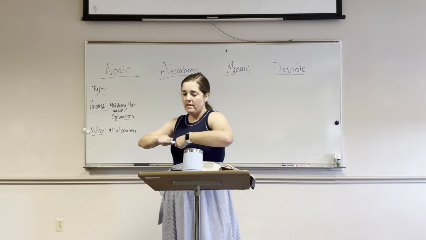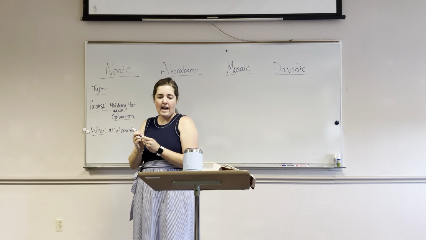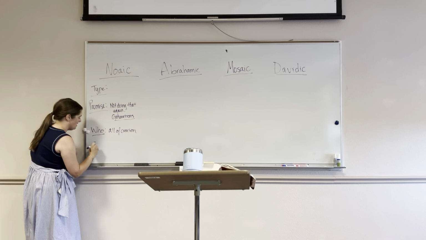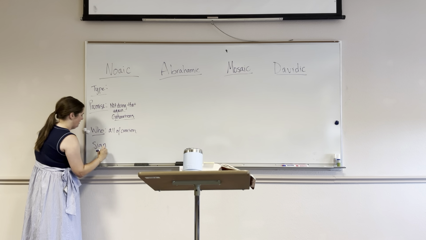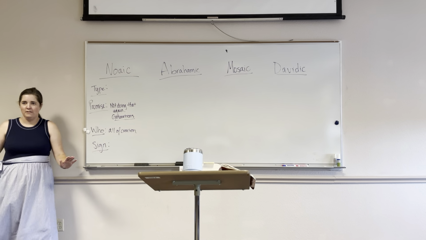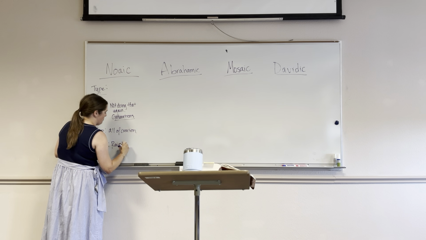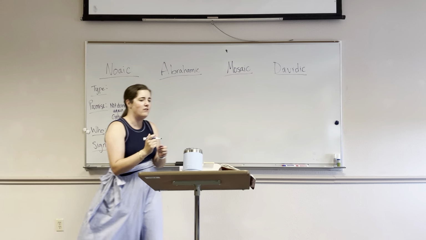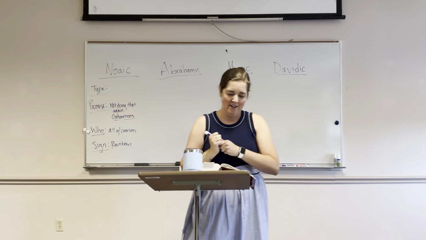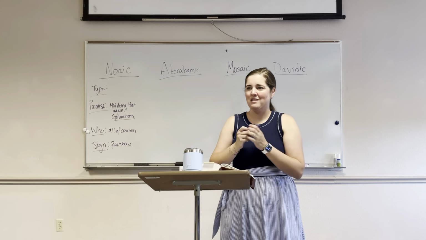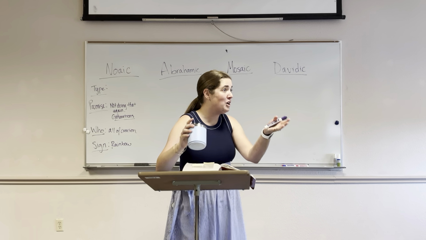Okay, let's look at the sign as well. What's the sign for the covenant here? The rainbow. That one's easy. That's a gimme. Okay, so we have the rainbow here. What I think is interesting is, how does God talk about the rainbow here? What's the rainbow's purpose? Remind him, or remind God, right?